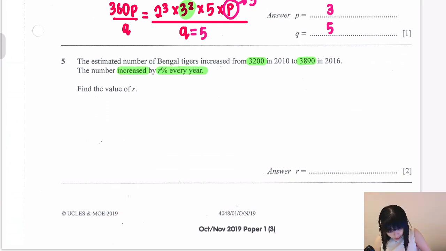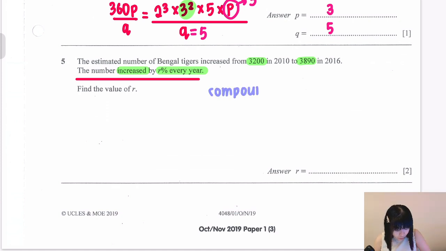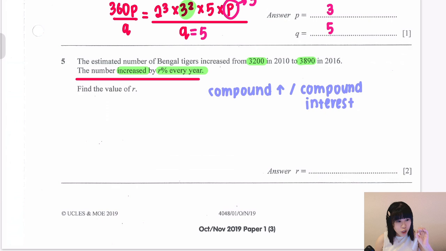Now, this question is tricky because when they say the number increased by a certain percent every year, it's talking about compounded increase. But for E-math, so far, we didn't really learn about this compound increase. What we do learn, however, a similar concept is compound interest. But actually we can just apply the same thing for this question, which also means we just take the compound interest formula and apply it here.